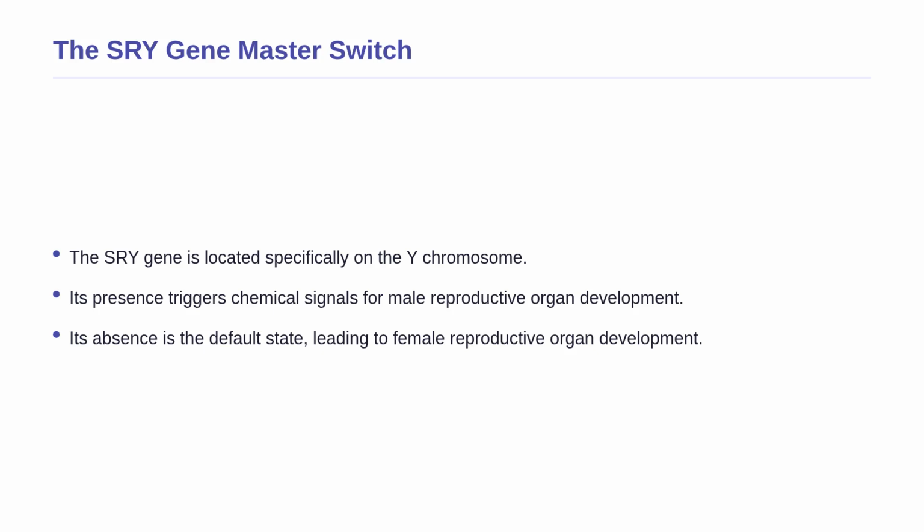Understanding the chromosomes leads us to the true master switch in this system, a specific gene located on the Y chromosome called the SRY gene, which stands for sex-determining region Y. When the SRY gene is present, it triggers a cascade of chemical signals that tell the embryo to develop male reproductive organs. If the SRY gene is absent, which is the default state when only X chromosomes are present, the embryo naturally develops female reproductive organs.